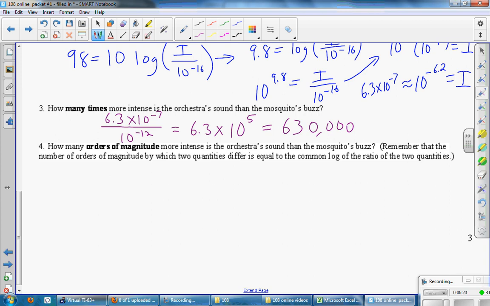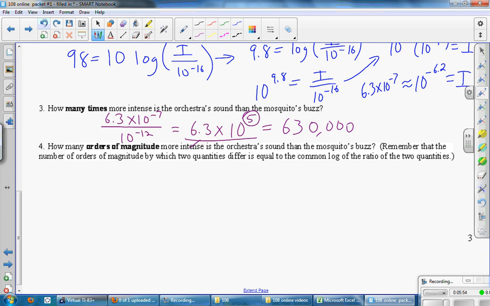How many orders of magnitude more intense is the orchestra sound than the mosquito's buzz? Now, there's a hint, but let's forget the hint for just a second. So how many orders of magnitude? Well, we're looking for the number of orders of magnitude in this number. This number right here was 6.3 times 10 to the 5th. So the answer is going to be something around 5, right? This is approximately 5 orders of magnitude. It's bigger because it's not just 10 to the 5th, but it's 6 times 10 to the 5th.